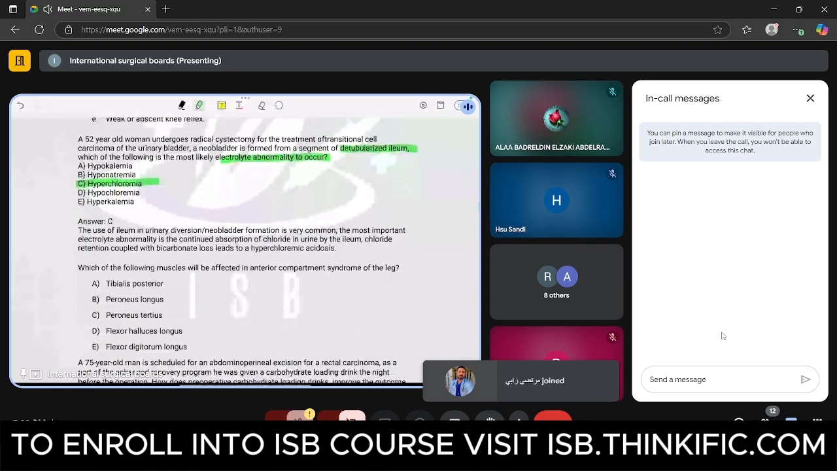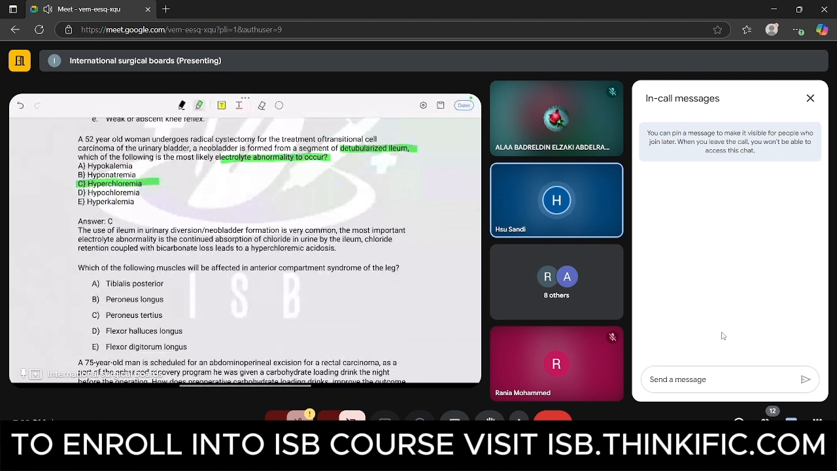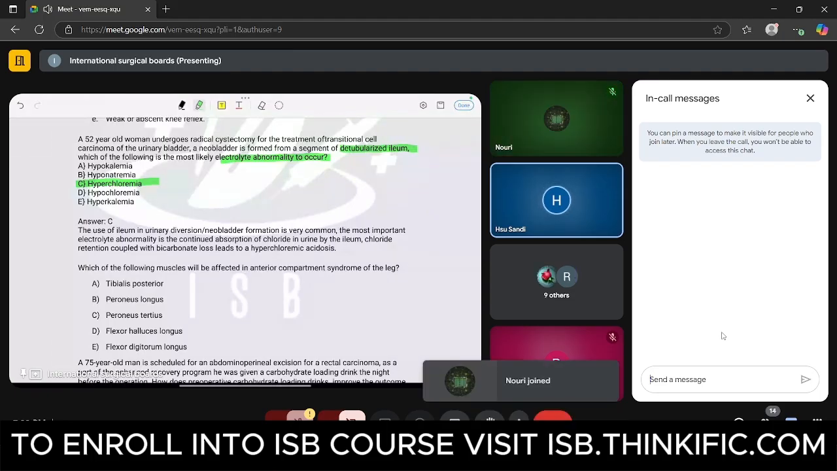Let's look at the next one. Which of the following muscles will be affected in anterior compartment syndrome of the leg? Tibialis posterior, peroneus longus, peroneus tertius, flexor hallucis longus, flexor digitorum longus. Peroneus tertius.